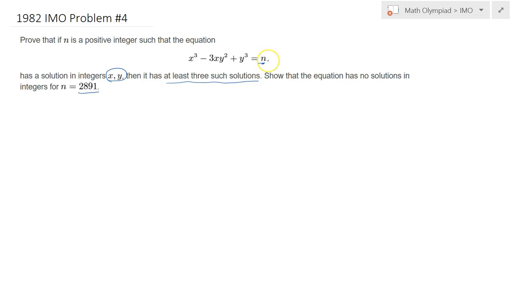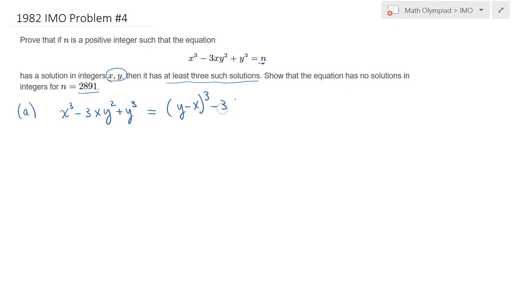2891, this equation has no solution. Okay, let's start with the existence. The first part, part A, is just an algebraic manipulation type of argument. Consider the left hand side, x cubed minus 3xy squared plus y cubed, and you want to make it equal to n. It turns out that it's possible to express this expression in the following way, and I leave it to you as an exercise to check that it really works.